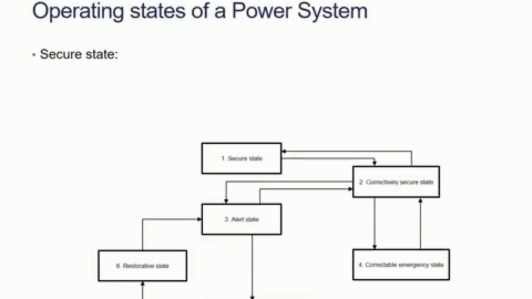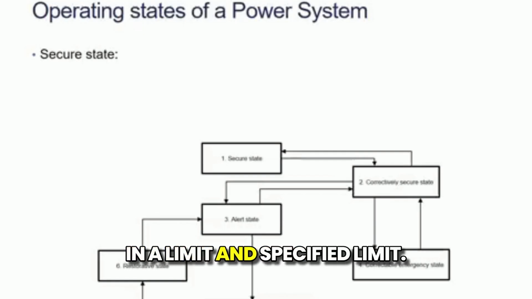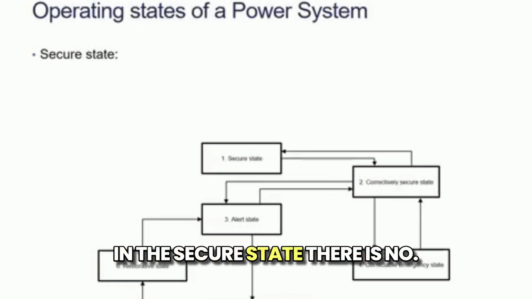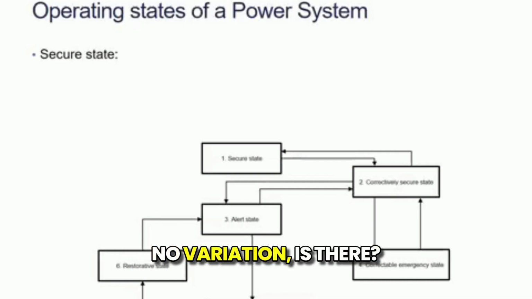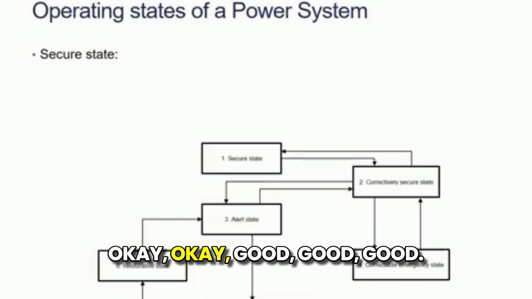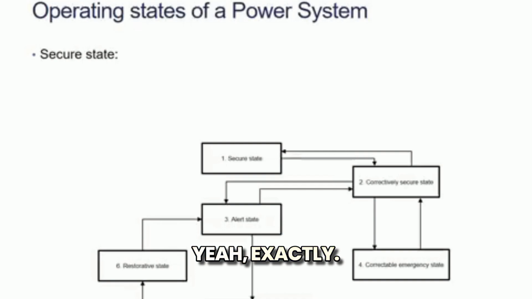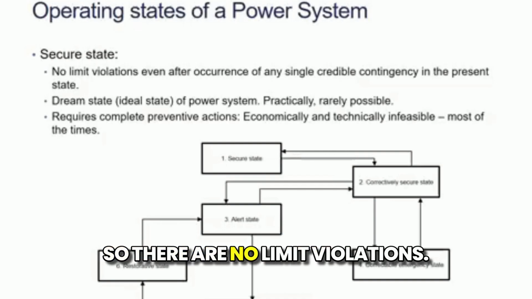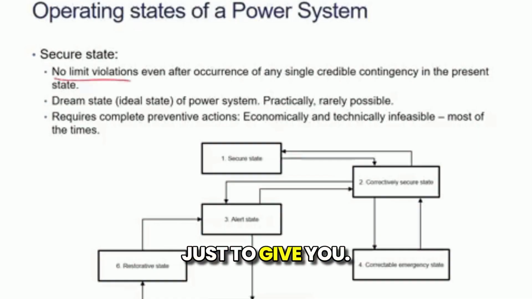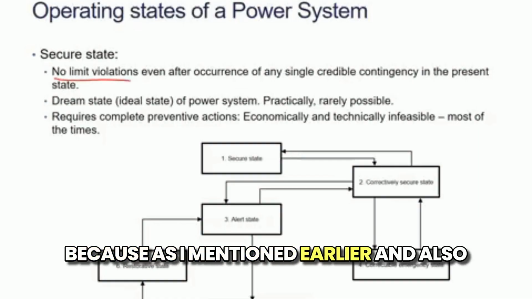All the states are within a specified limit in the secure state. There is no variation, is there? Okay, good. Yes, exactly. So there are no limit violations.